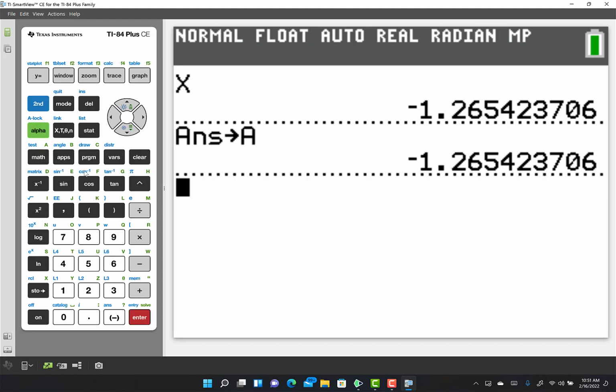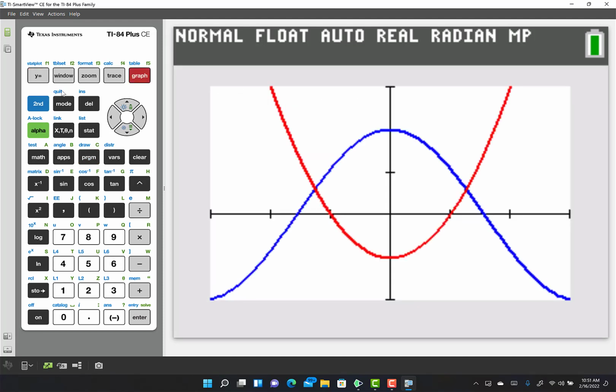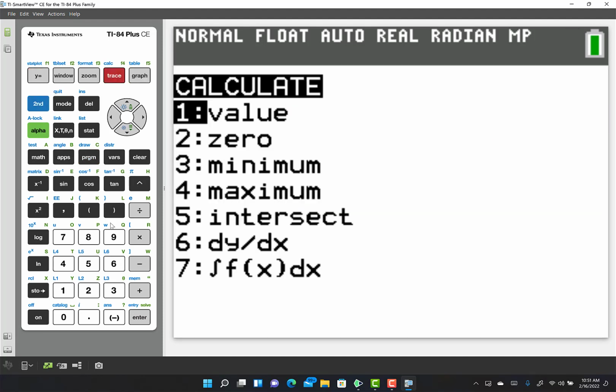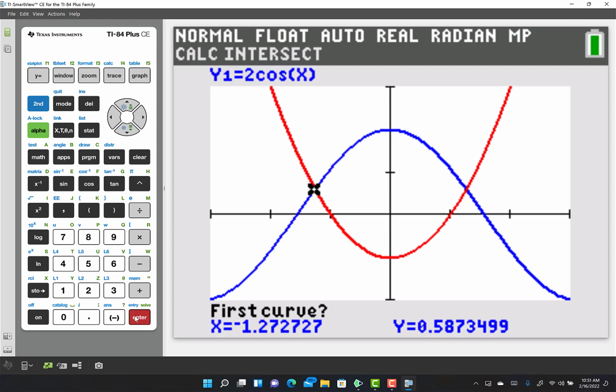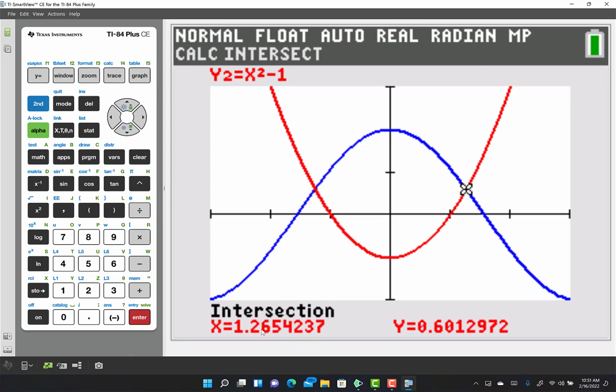What do you think B is? What do you think the other intersection is? Is it the same value but positive? Yeah. Second, calculate. Number 5. Enter, enter. Guess, scroll all the way to the right. Come on, buddy. Come on, run. Here we go. Enter. Intersection 1.2654. It's the same, but positive.